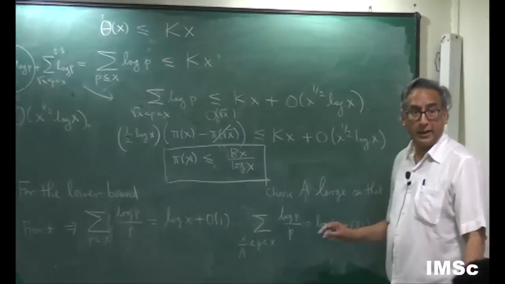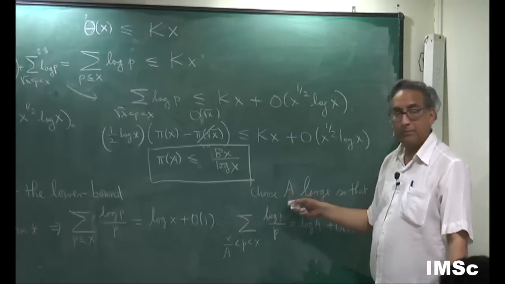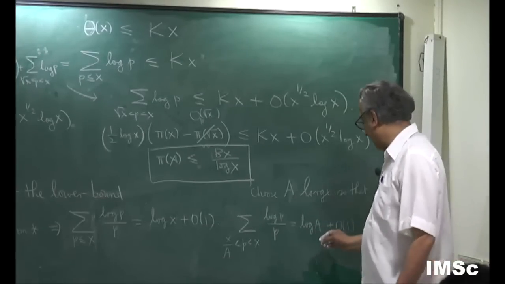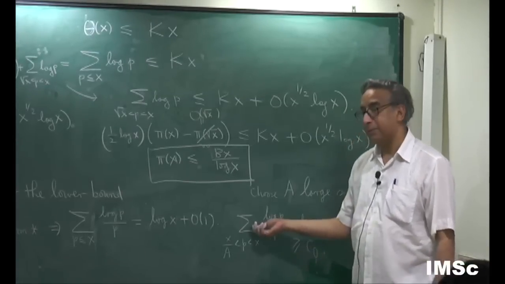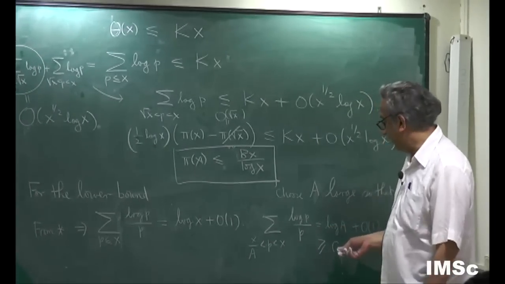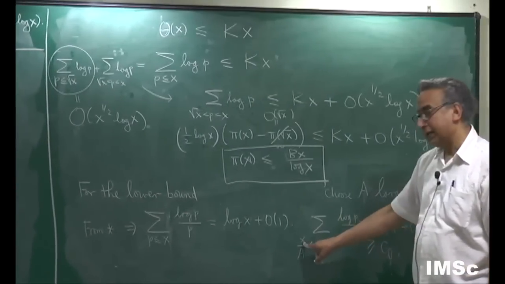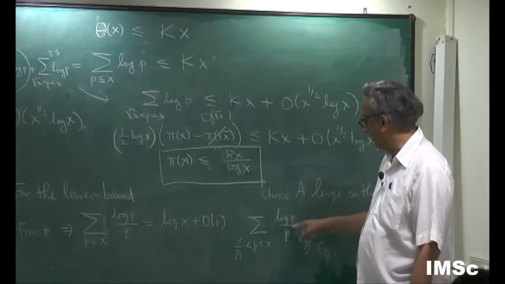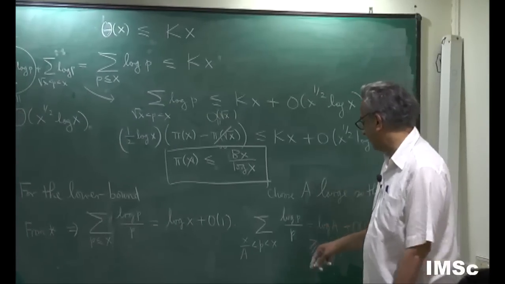So what have I done? Keep in mind that this O of 1 is a fixed quantity here. I'm going to choose my A really gargantuan so that this is bigger than that thing, so that I can say it's bigger than some constant C0. So the sum here in between these two intervals is bigger than some C0. And then what do I say? I say that this is a decreasing sequence. The largest term is really at this lower end, so the smallest term, the larger term is at the other end.